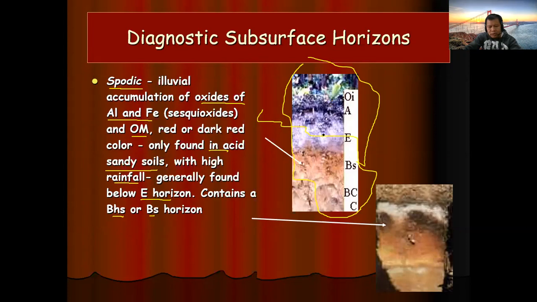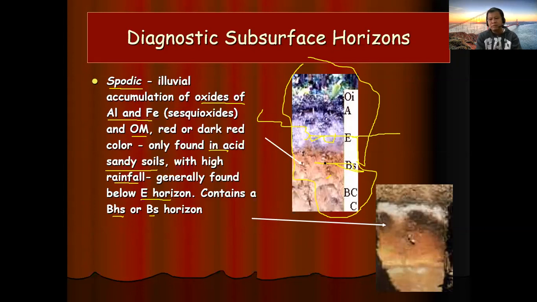Anyway, so actually, the A horizon is lighter in color compared to both below and above. Okay, again, BS and BHS. So we have the BS in this particular region. The BS refers to a spodic, or the accumulation of oxides and aluminum oxides. Usually soils with a spodic diagnostic subsurface horizon belong to old soils.